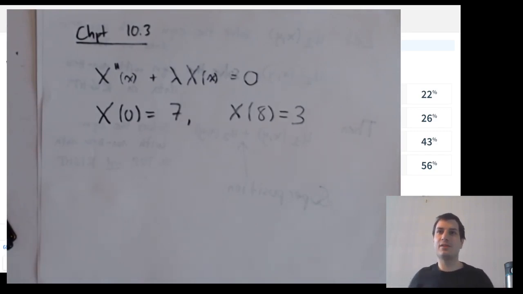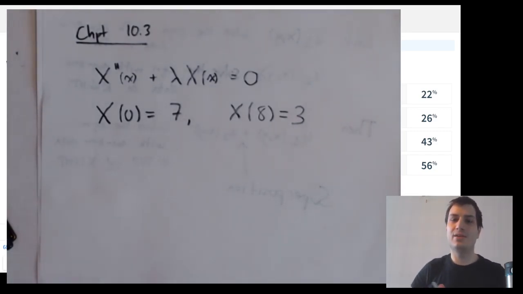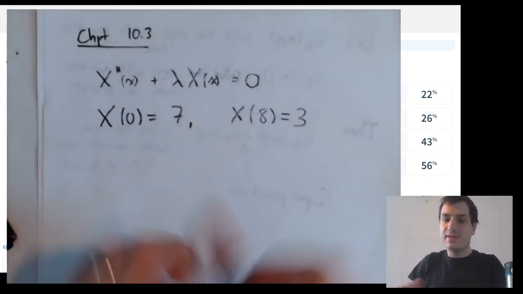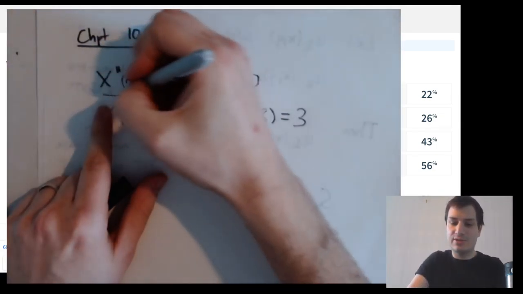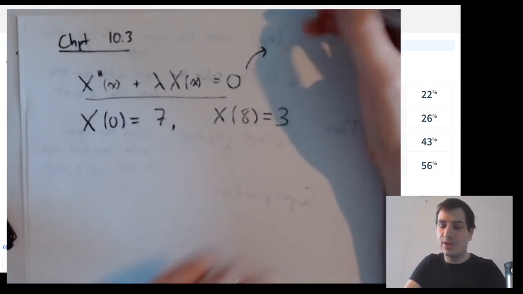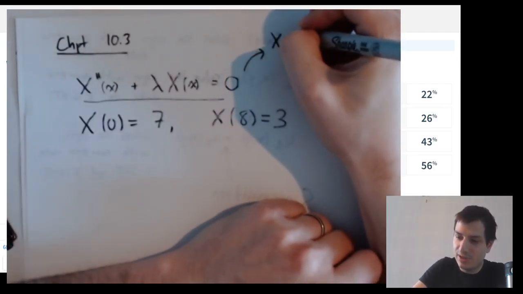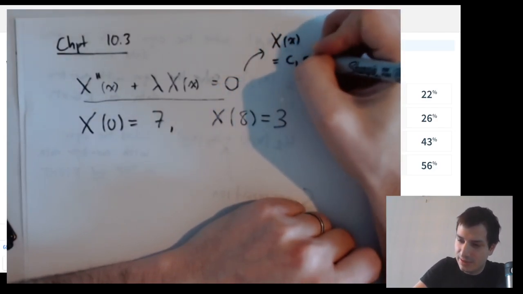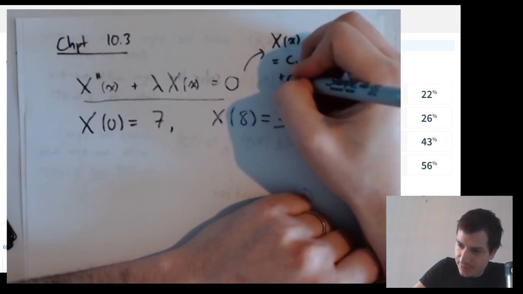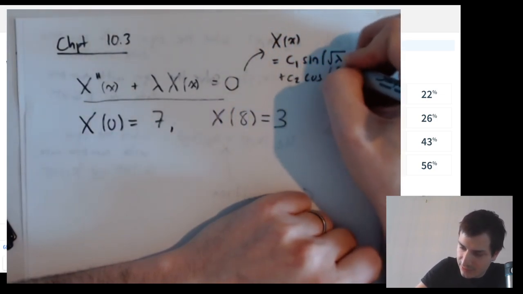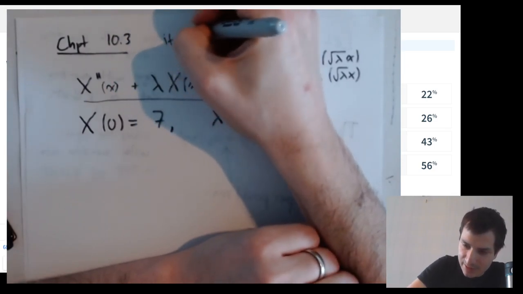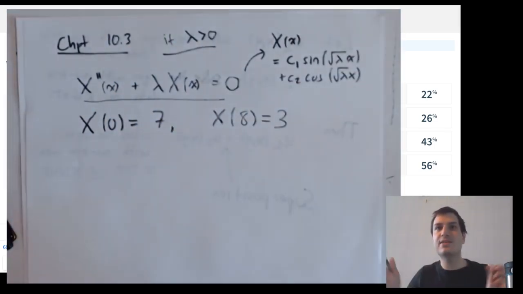That was the kind of thing we had in chapter 10.3. And the way you solve this is just how we do everything in this course. We find the general solution first. The general solution is sines and cosines. So the general solution is C1 sine of square root of lambda x plus C2 times the cosine of square root of lambda x. Let me say this is in the case where lambda is bigger than 0. In the other cases, it's slightly different.